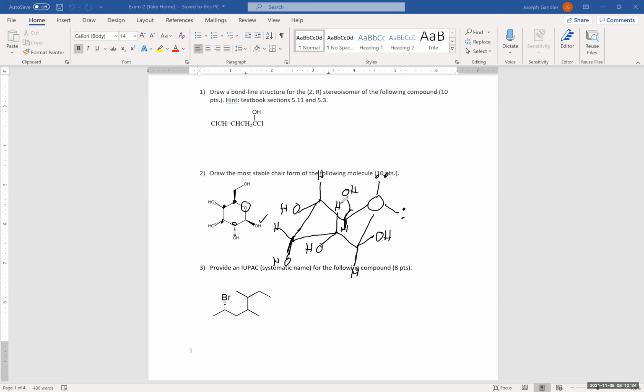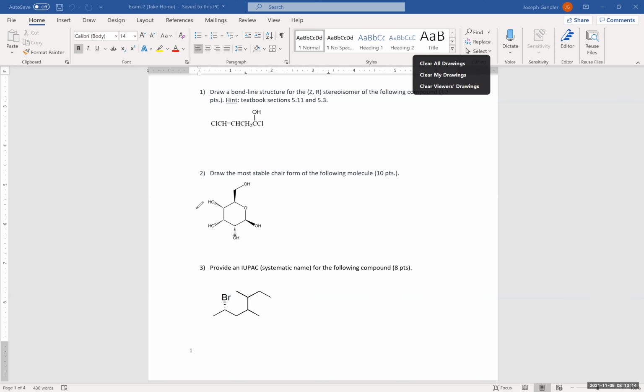Okay, so that's the structure. We have 1, 2, 3, 4 groups equatorial, and one of the OHs, this one, is in an axial position, and that's the most stable structure. So as you go around the ring, you just have to look at whether the up group is axial or equatorial, and whether the down group is axial or equatorial, on the particular carbon that you are working on. Okay, so I hope that's helpful. I'm going to erase this and go on to the next question.